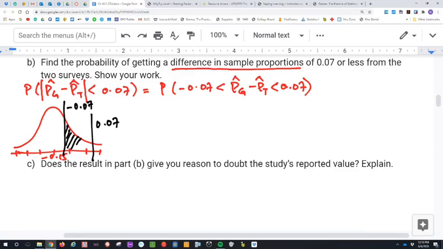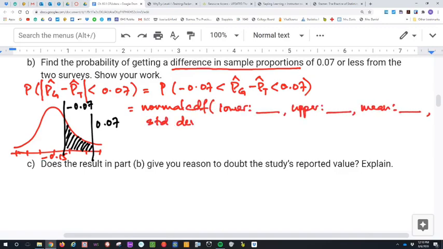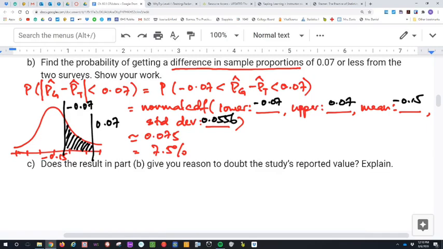And you shade the middle. So here, clearly you see where the lower bound is and where the upper bound is. So normal CDF: lower, upper, mean, standard deviation. The lower will be negative 0.07, upper will be 0.07, mean will be negative 0.15, and the standard deviation we found earlier from part A, which is approximately 0.0556. So I'm going to switch gears here and show you how to do it on the calculator.